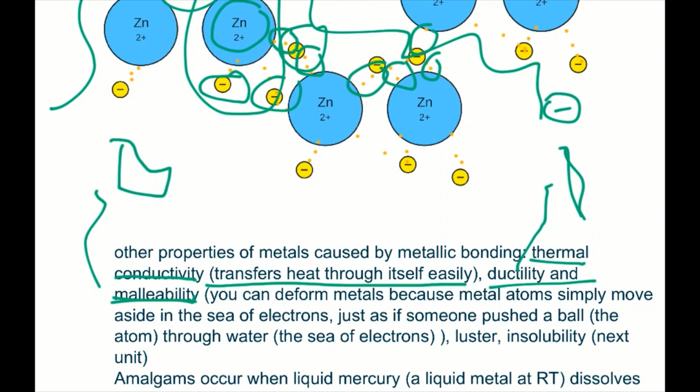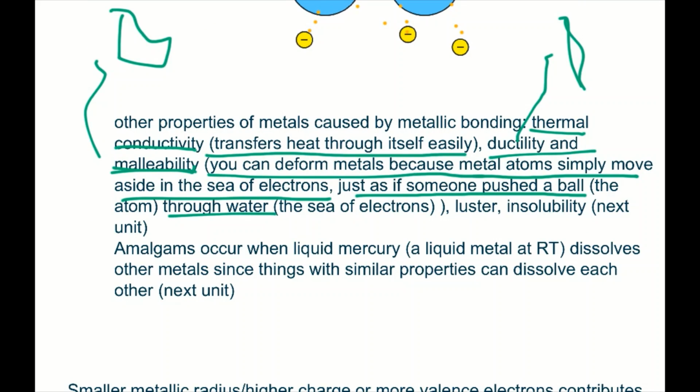Now, the reason for this is that you can deform metals because metal atoms simply move aside in the sea of electrons as if someone pushed aside a ball through water. So because metal atoms simply just move aside, you can simply deform them, and that's why they're malleable. So metallic bonding also results in the luster, or the shine, of metals. It also results in the insolubility of metals, which will be discussed in the next unit.